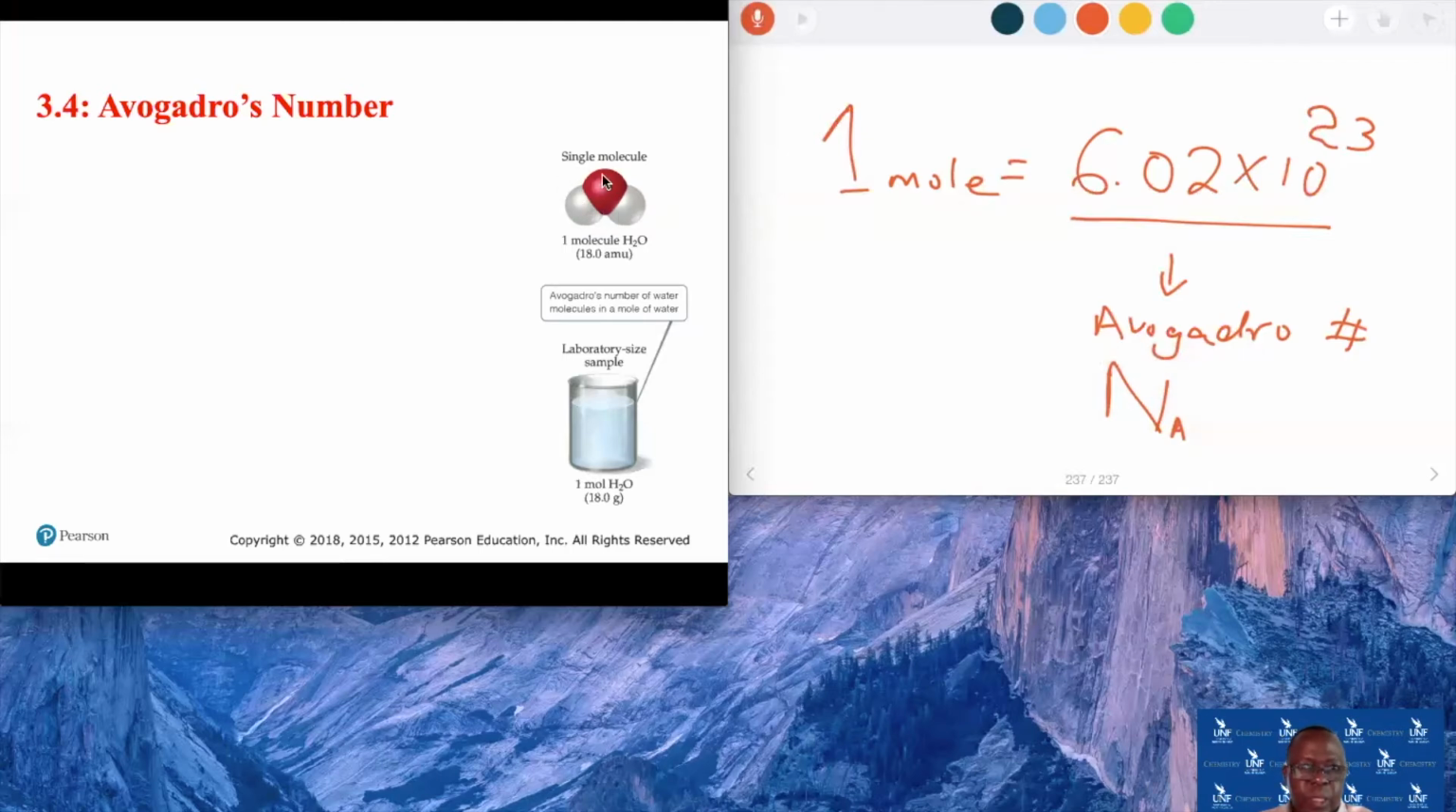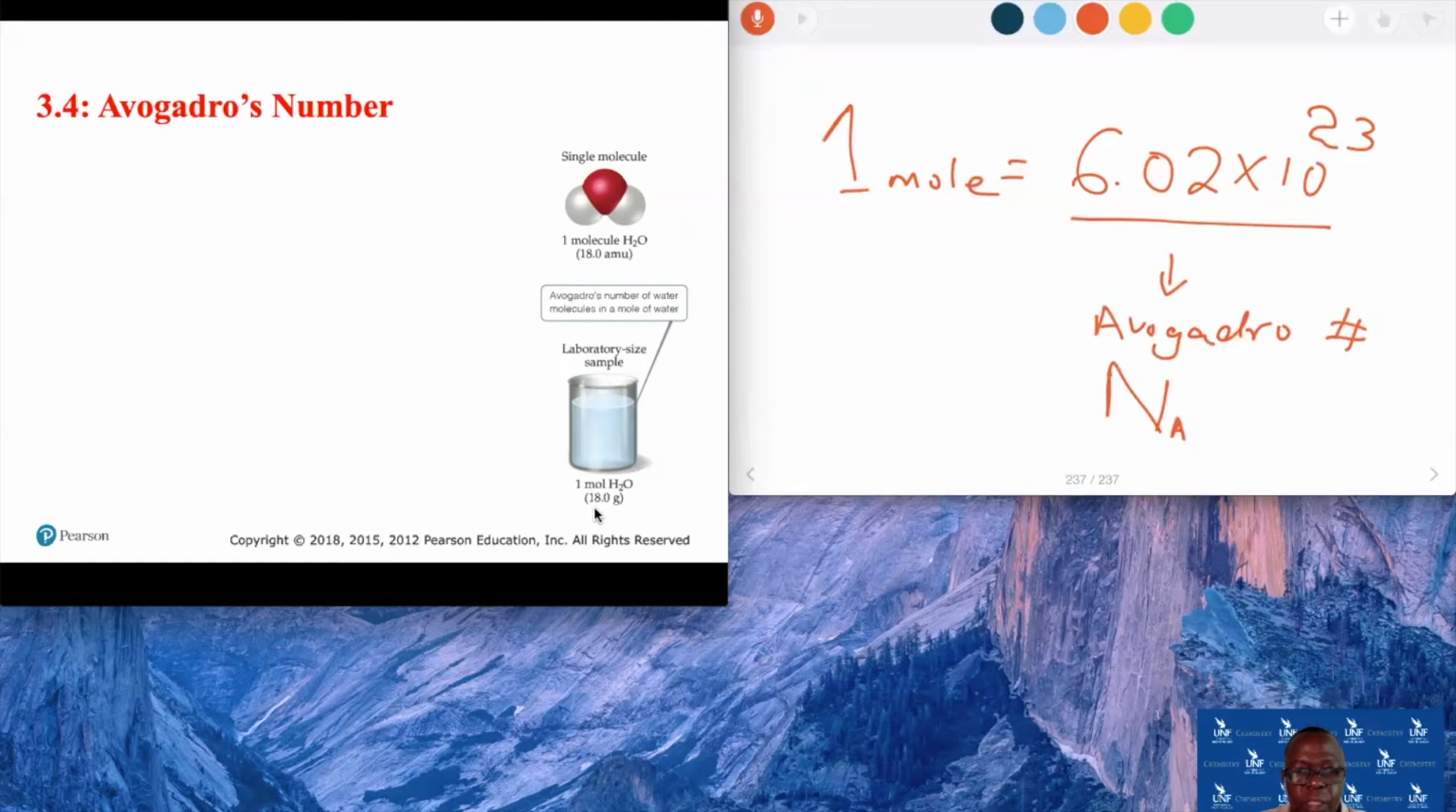So here, this is a single molecule of H2O, with oxygen in red and hydrogens being white spheres. We will see this in chapter 8. If this is a single molecule, and we have Avogadro's number of these, if we count 1, 2, 3, 4, all the way to this large number, 10 to the 23, we have 1 mole of H2O.